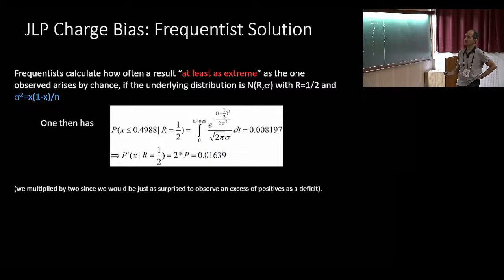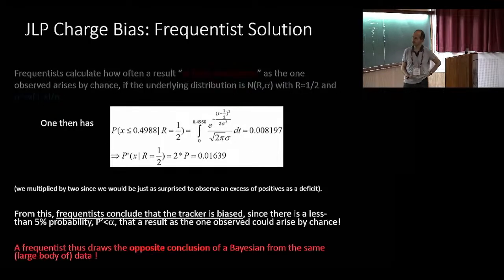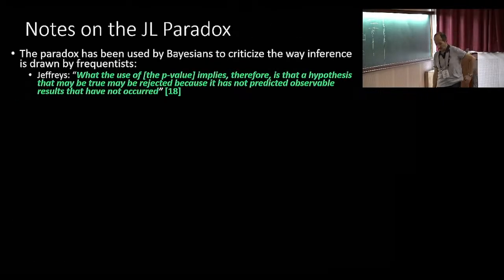But you have to test, but you didn't know beforehand if you would get a smaller or larger number of positive tracks. For you, it's the same. So we have to multiply by a trials factor of 2. So in the end, we get a probability that the tracker is unbiased of 1.6%. You see, we are drawing exactly the opposite conclusion than a Bayesian does. So the tracker is biased, says the frequentist, because I'm getting a tail probability that's very small. So this is the paradox.